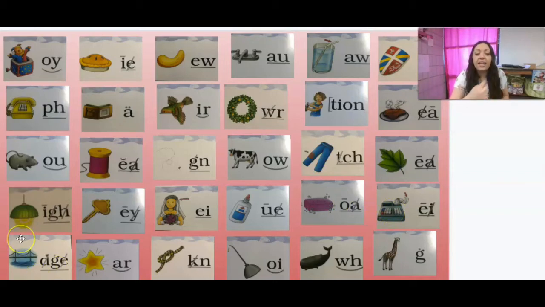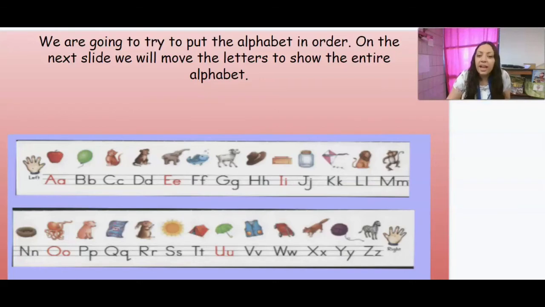digraph EI, bridge, J, trigraph DGE, star, R, combination AR, knot, ghost, digraph KN, oil, OI, diphthong OI, well, W, digraph WH, giraffe, J, soft G. Very good. All right, we're going to try to put the alphabet in order.